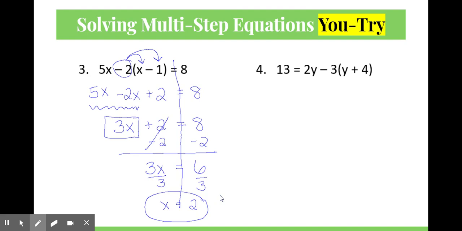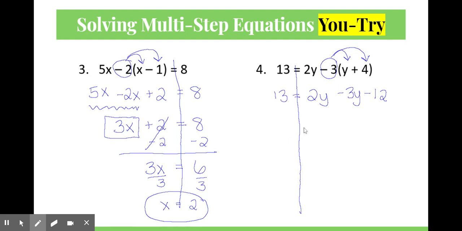One more problem. Take a look at problem number 4. We're going to follow the same steps. So step 1, distribute the number that's immediately in front of the parentheses. So the -3 will get distributed to the y and to the 4. Which of the following answers shows the correct distribution? -3y minus 12. Bring down the 2y and bring down the equals 13.